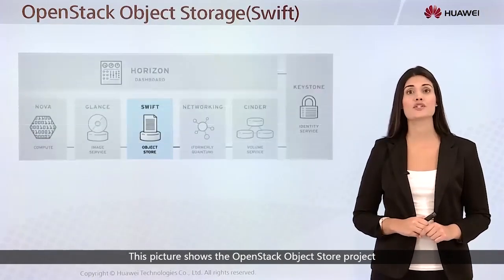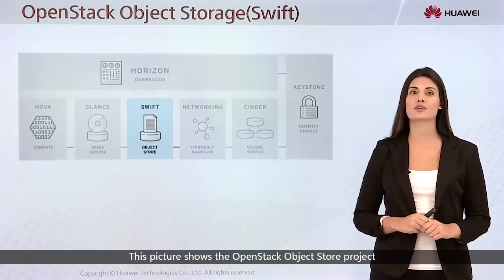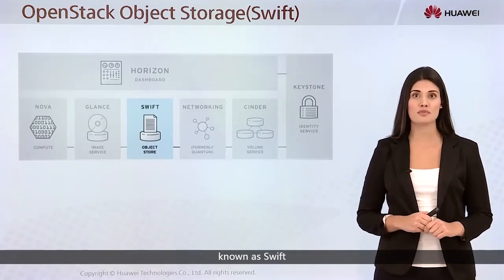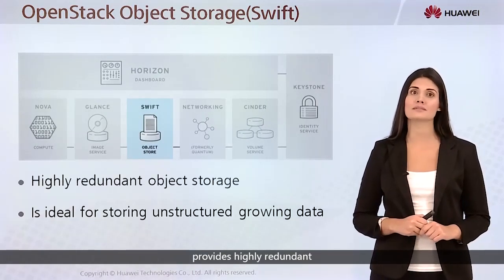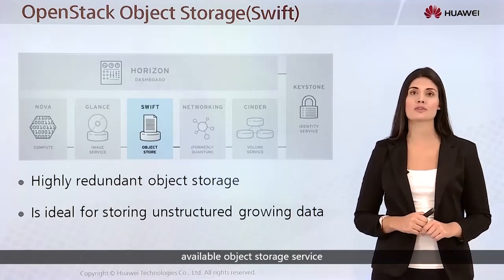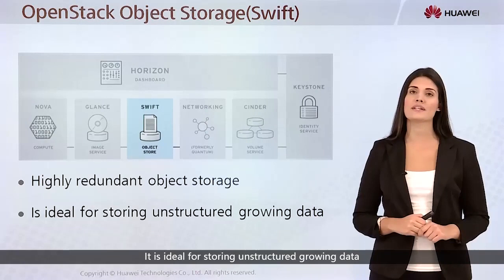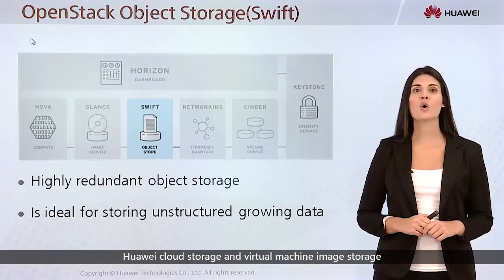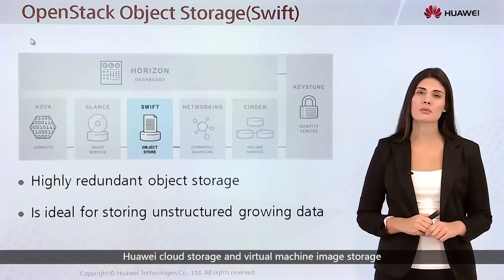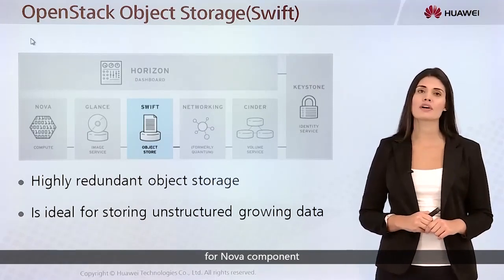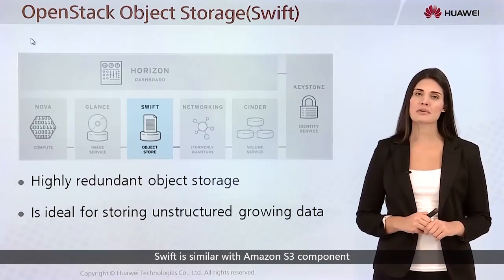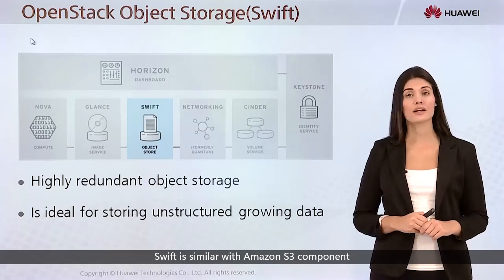This picture shows the OpenStack Object Store project, known as Swift, which provides a highly redundant, available object store service. It's ideal for storing unstructured, growing data, for example, Huawei Cloud Storage and the virtual machine image store for the Nova component. Swift is similar to the Amazon S3 component.